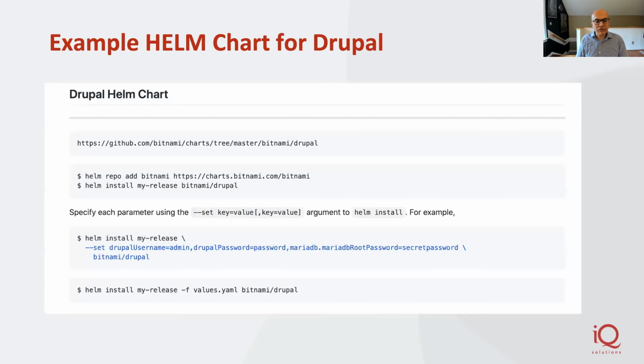Again, if I wanted to run the Helm chart for Drupal, I would add the Bitnami repo to my Helm repository list, and then I would just install my release. In the values YAML file at the bottom, I would do the overrides. Here it's being done all in the command line, but if I wanted to modify the database username and password, I would specify these values in the values YAML file.